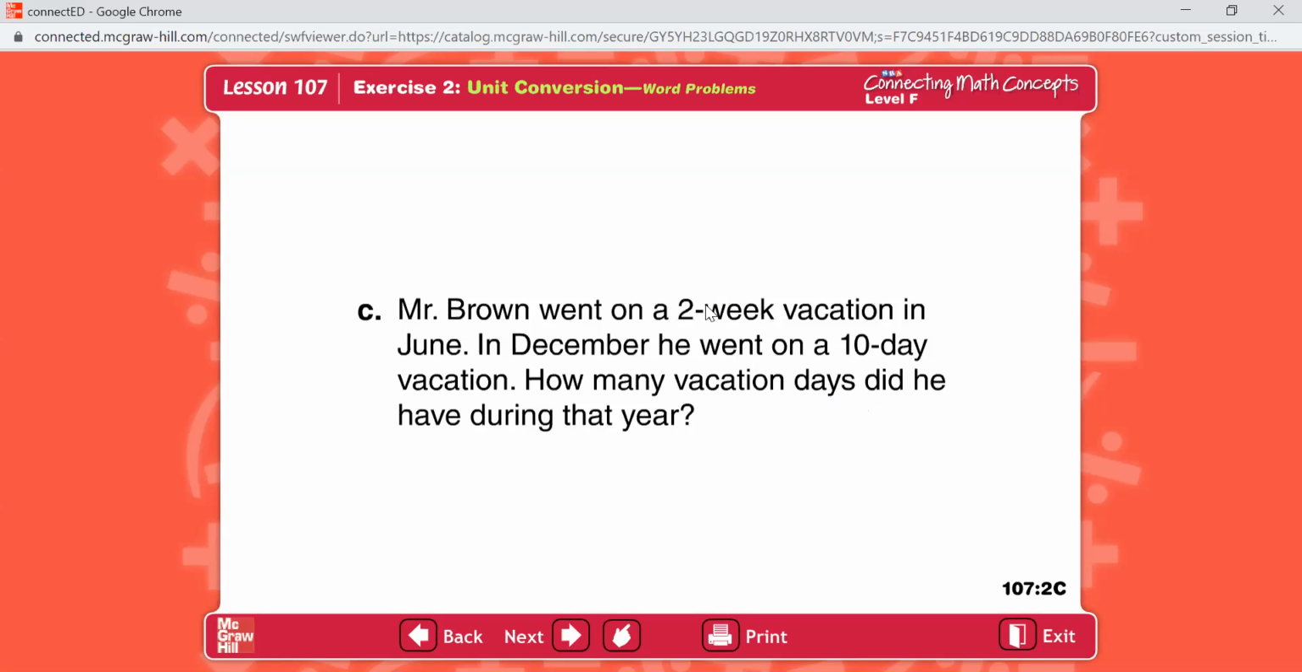So in June, he went on a 14-day vacation, and in December, he went on a 10-day vacation. So how many vacation days did he have during that year? What's 14 plus 10? 24 days.